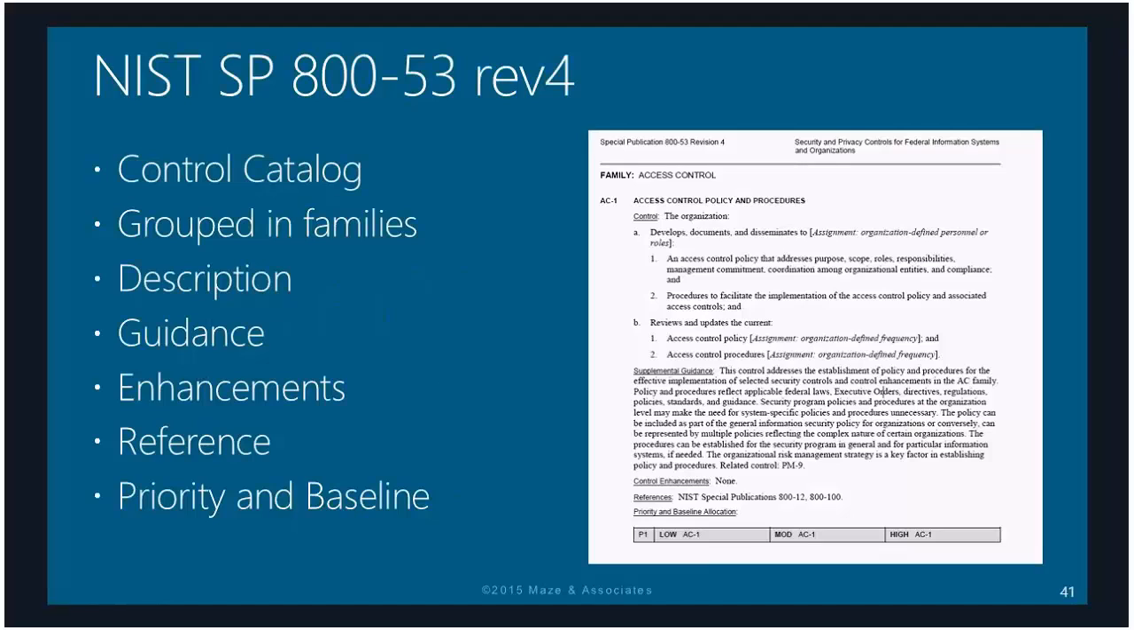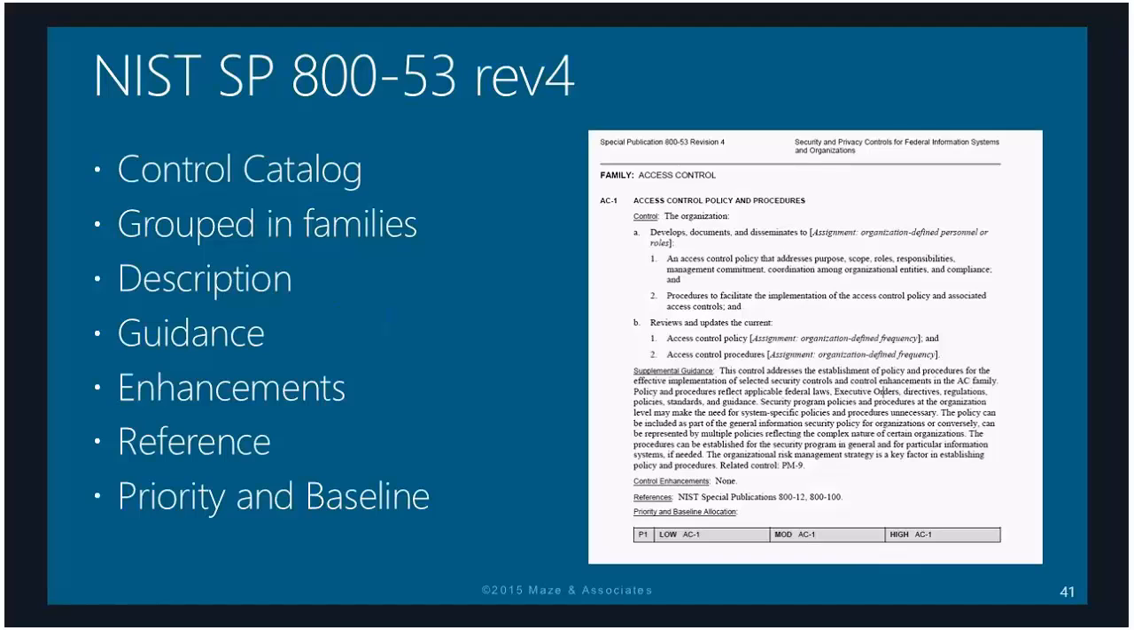So NIST has Special Publication 800-53. It's on revision 4, and it is what we call a control catalog. In other words, it's a list of all the controls that you should have in place in regular IT systems. They group it by family. They give you a description. They give you guidance. There may be some enhancements for it.